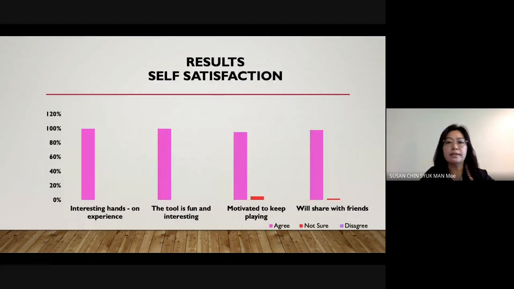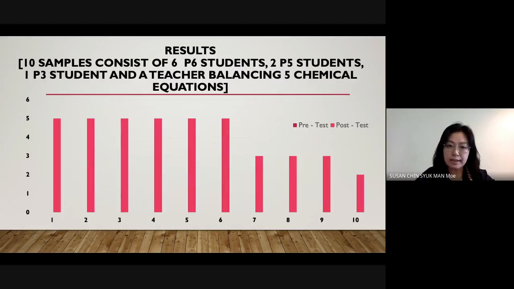In terms of self-satisfaction, most of the students agree that it is a very interesting hands-on experience and it is fun, and they are motivated to keep playing. Some of them said, once I understand already, I won't play anymore. And most of them were willing to share with their friends. Now this is another result from the 10 volunteer samples.